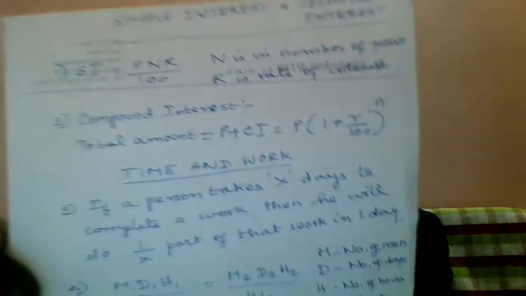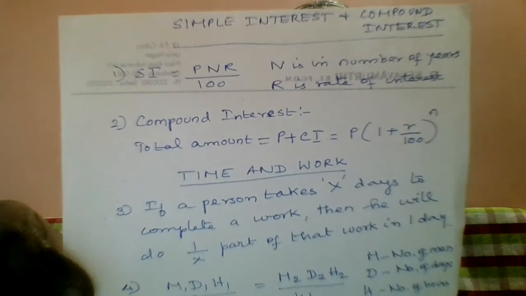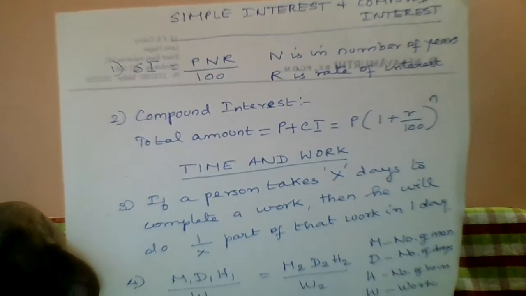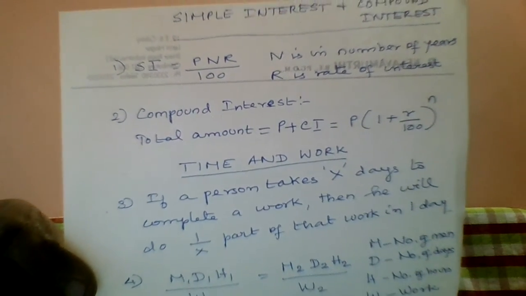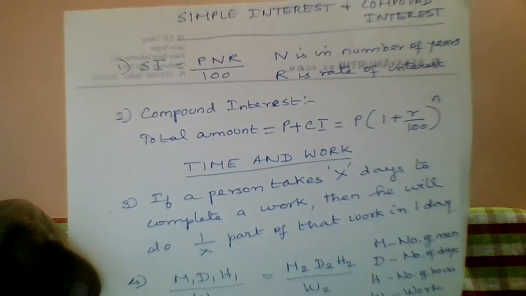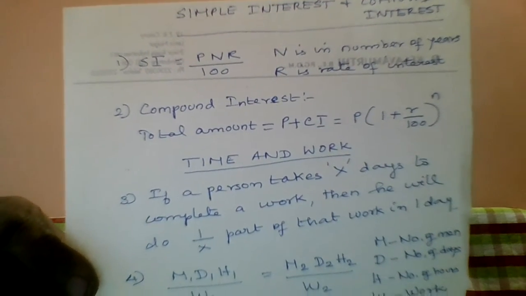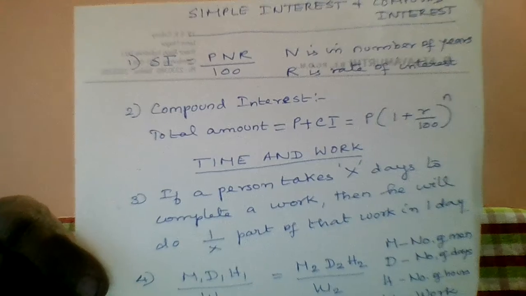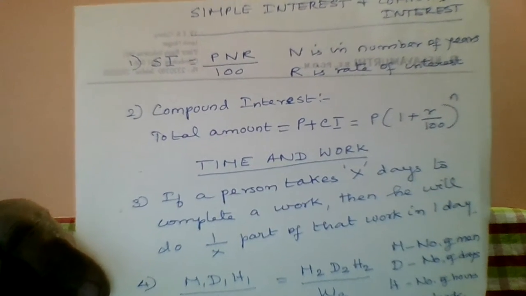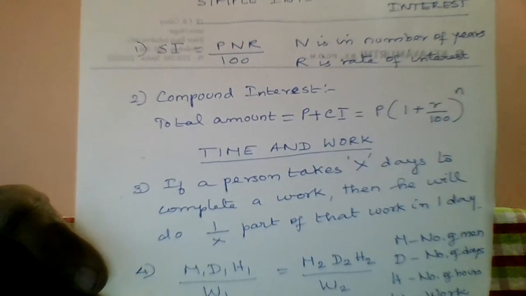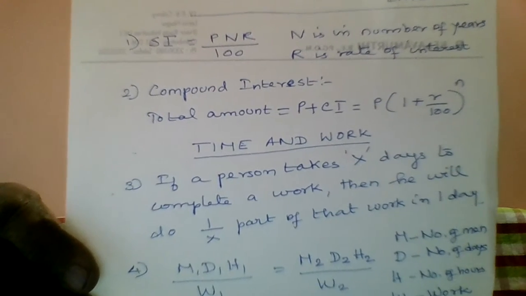Okay. Now we can look at some formulas involved in simple interest and compound interest. We know there are two types of interest: simple interest and compound interest. Let us look at the formulas there. In simple interest, you collect back the interest after every year. So SI is equal to PNR by 100, where P is the principal, N is the number of years, and R is the rate of interest.